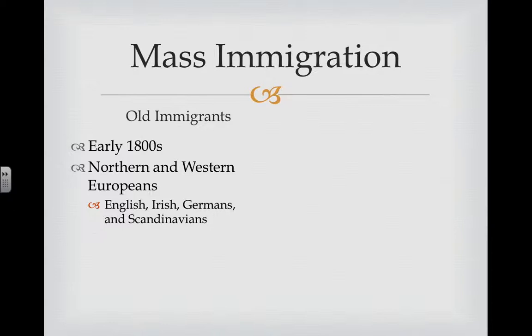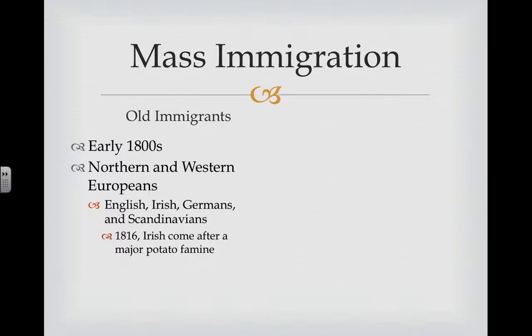So if you think about what Northwest Europe looks like, this is where we see places like England, Ireland, Germany, and Scandinavia. So Scandinavia is like Norway, Sweden, Finland, Denmark, even places like the Netherlands, where the Dutch are, that type of thing. So old immigrants in the early 1800s, people that are immigrating to the United States as it's sort of becoming a new country, are essentially white. They all kind of look the same. The English and Germans are relatively similar in their appearance.